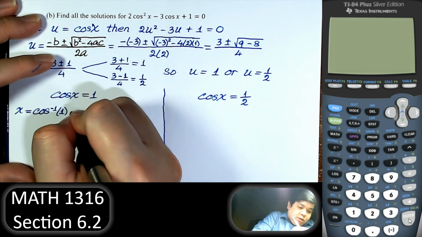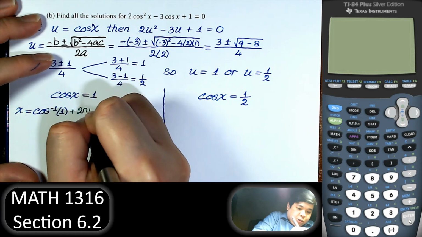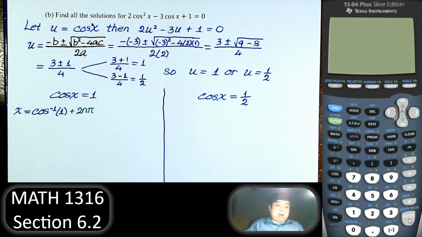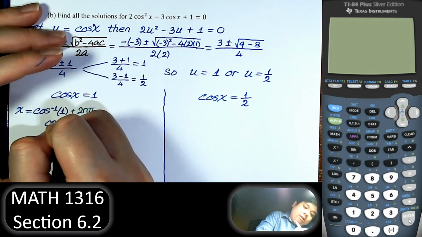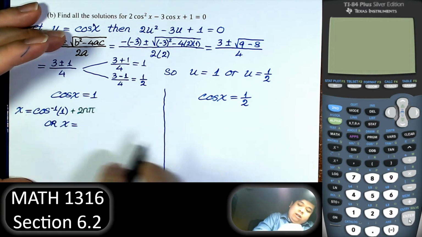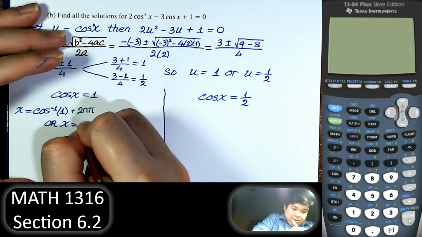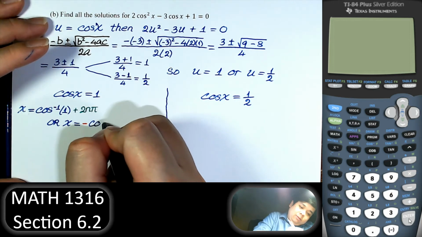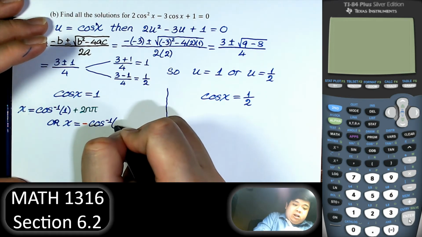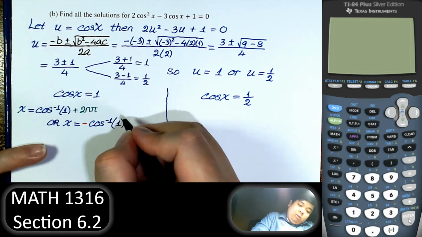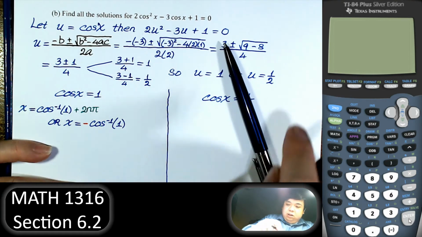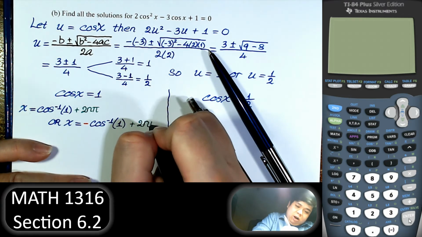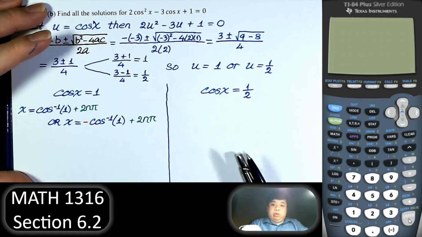And we can add 2n pi. For the cosine, not only do we have that, we also have the opposite of that. Sine is supplement, cosine is opposite. And the period in our problem is 2n pi. It's 2 pi, sorry. So we'll do that.